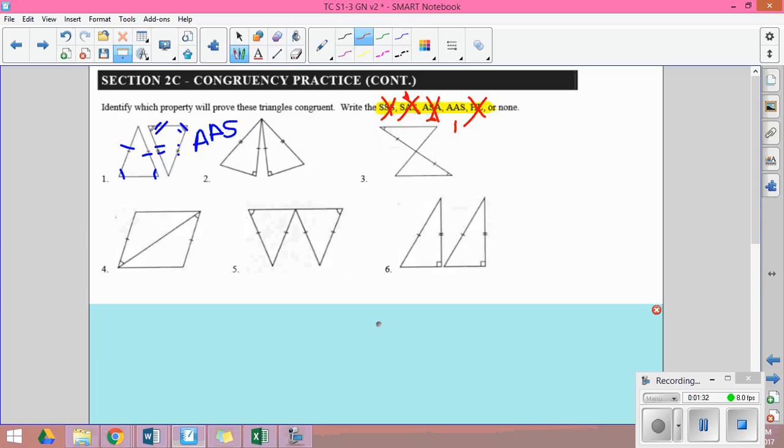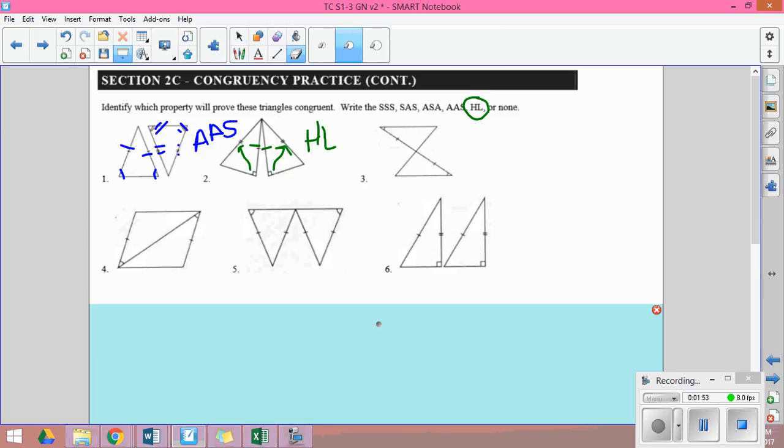Now, if we look at the next one, we have a right triangle. So we could potentially have HL. So let's check that out first. We know the hypotenuse is congruent to the hypotenuse, and we know one leg. And that is exactly the criteria for HL.